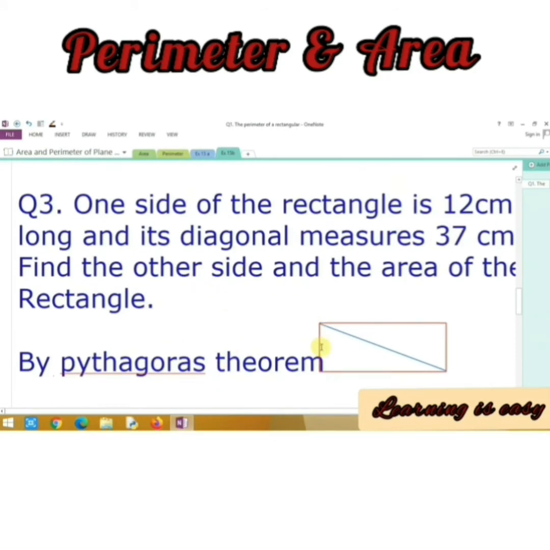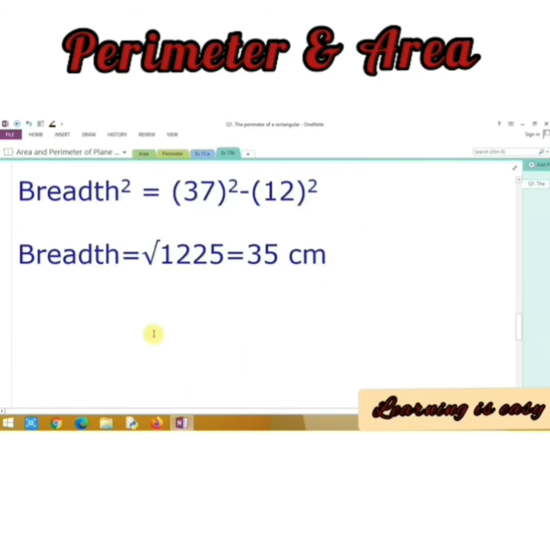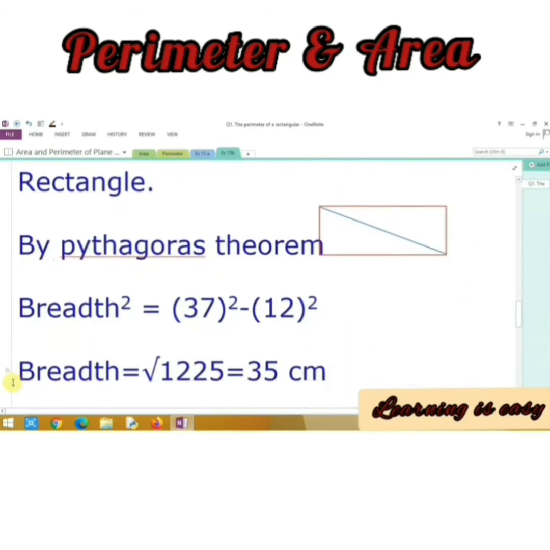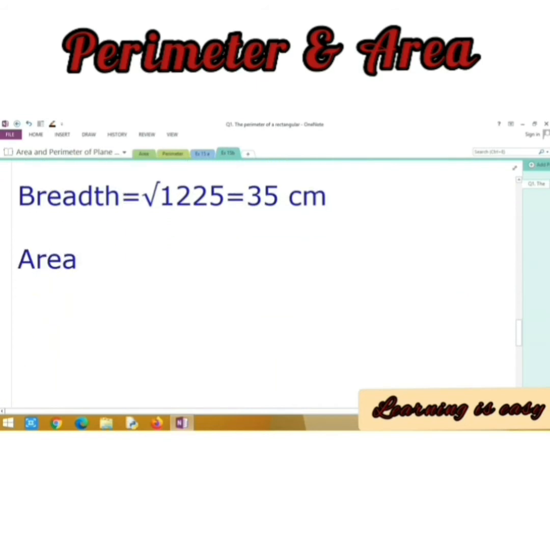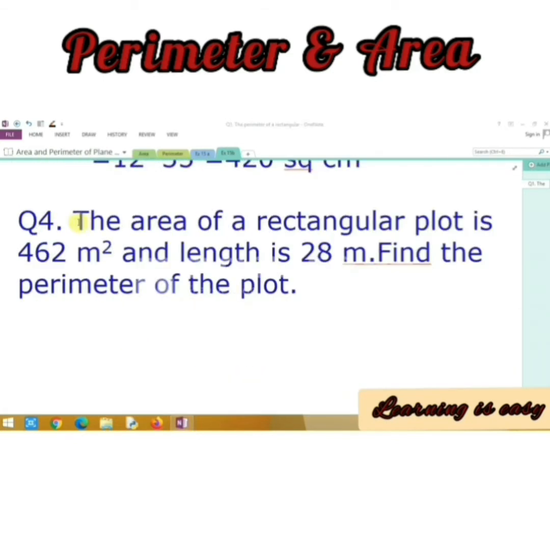So now we got the other side of the rectangle. With length and breadth, we can calculate the area of the plot. So L into B. 12 into 35, which is going to be 420 square centimeter or centimeter square. Either way we can write.